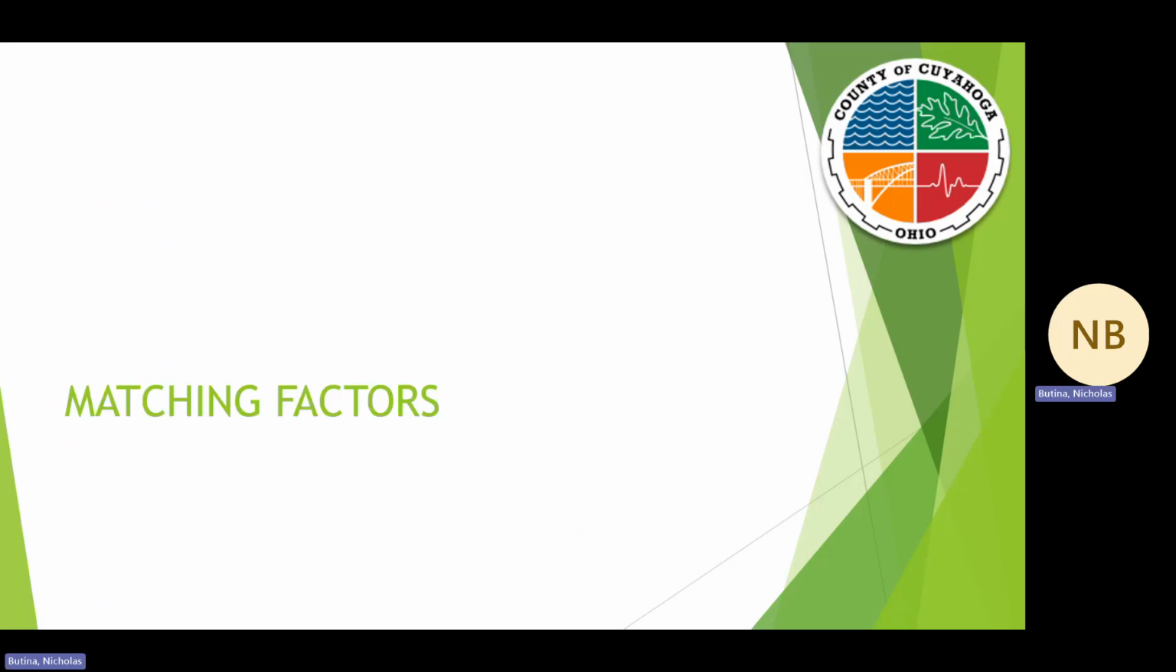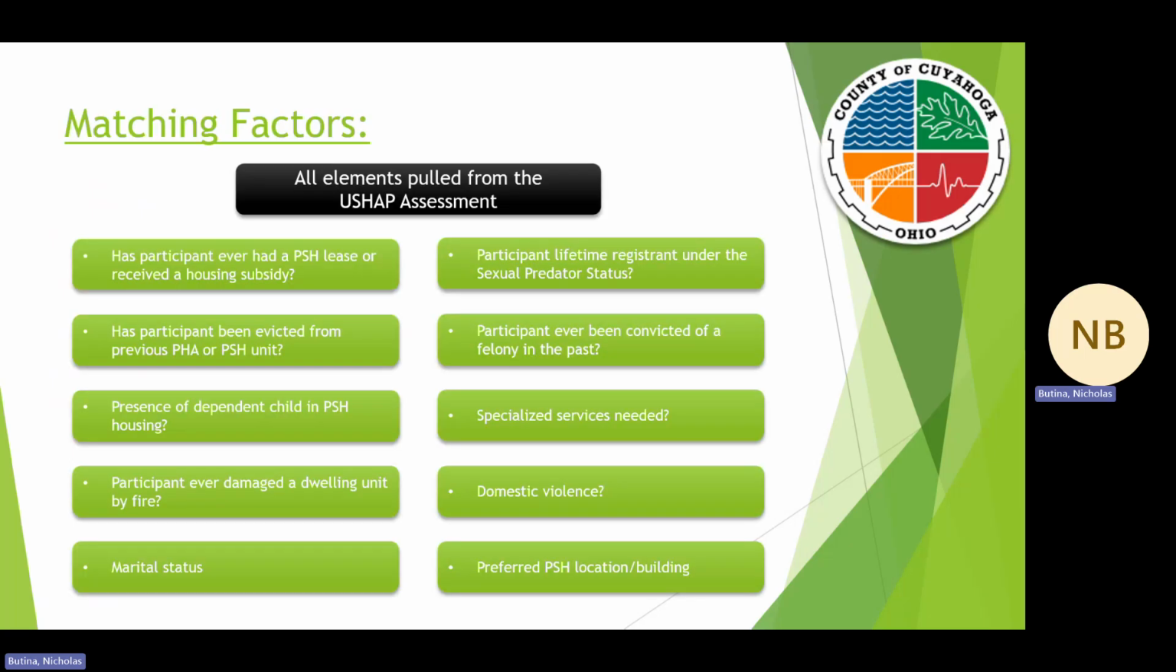The last few sections of the USHAP deal with matching factors and other information that may be necessary to determine if the person is linked with the correct opportunity. So let's start with matching factors. All of these questions are asked within the USHAP assessment to determine matching to the correct housing option. Has the participant ever had a PSH lease or received a housing subsidy? If the answer is yes to that question, you'll be prompted to complete a housing success plan. We'll talk about that in a little bit.